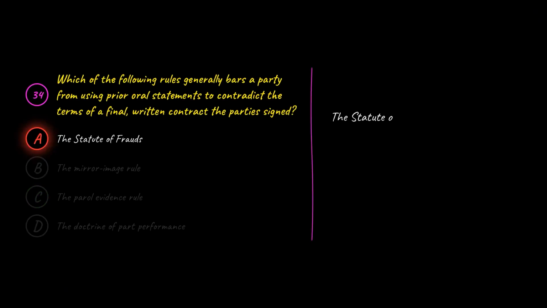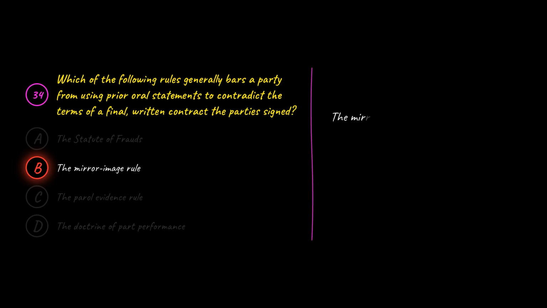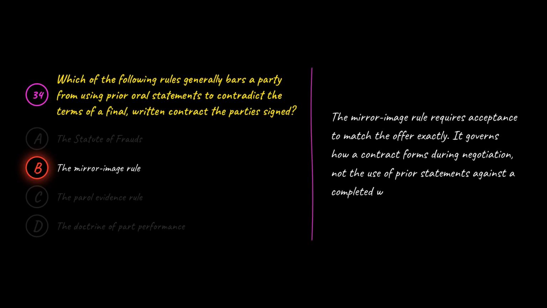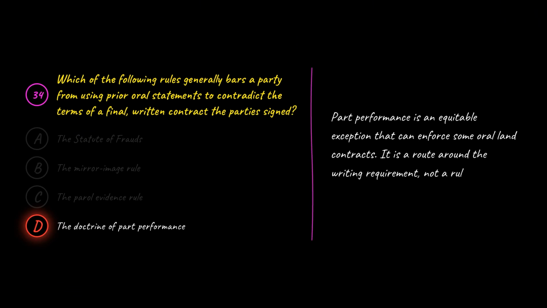A is wrong because the statute of frauds requires certain contracts to be written and signed to be enforceable. It dictates when a writing is needed, not whether outside statements may contradict an existing one. B is wrong because the mirror image rule requires acceptance to match the offer exactly. It governs how a contract forms during negotiation, not the use of prior statements against a completed writing. D is wrong because part performance is an equitable exception that can enforce some oral land contracts. It is a route around the writing requirement, not a rule excluding evidence that contradicts a writing.